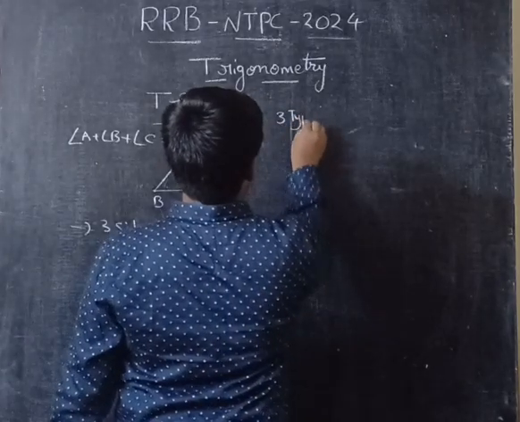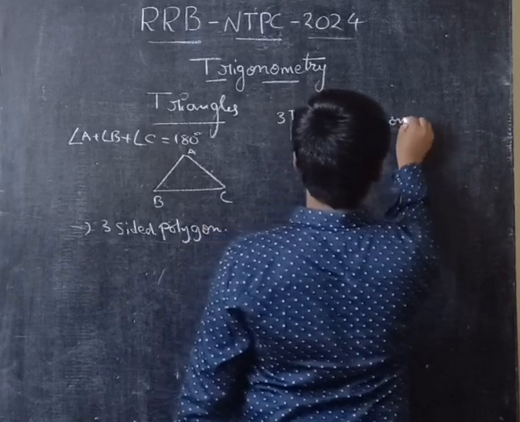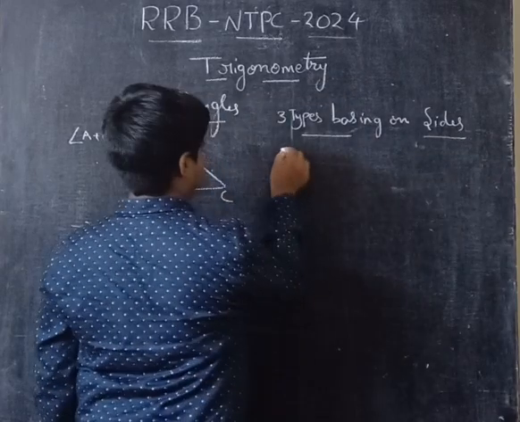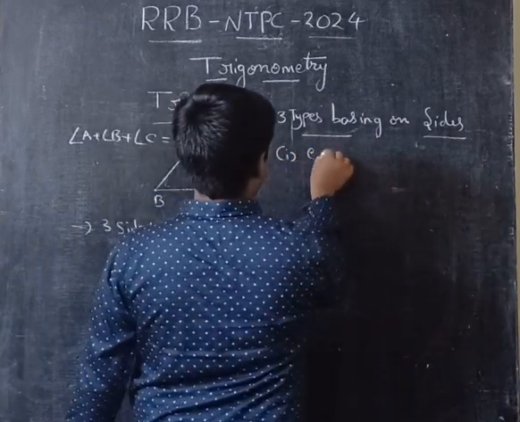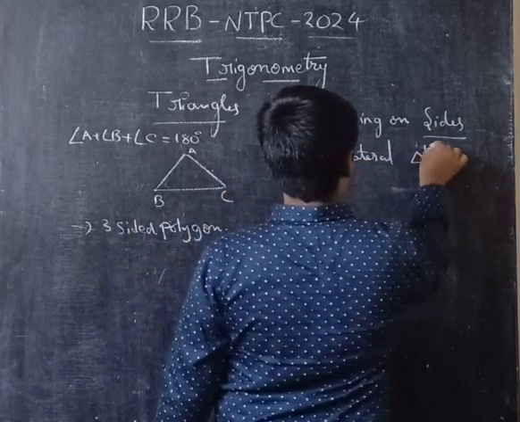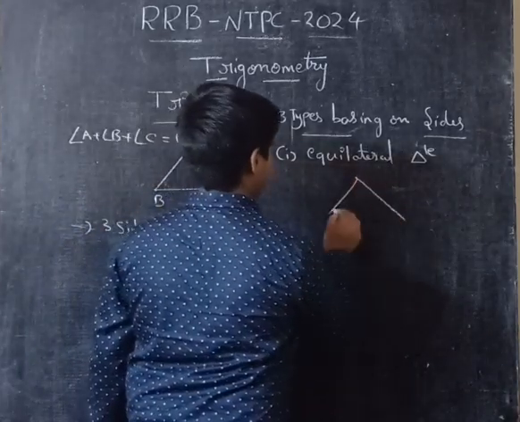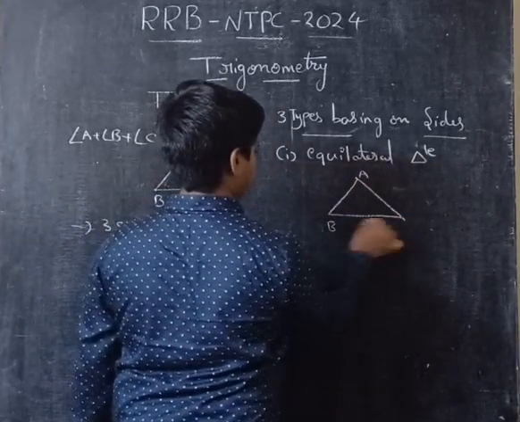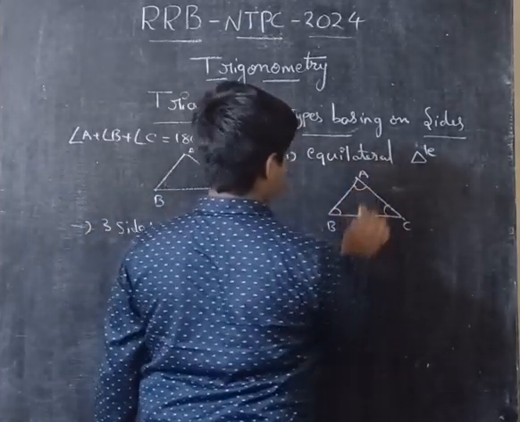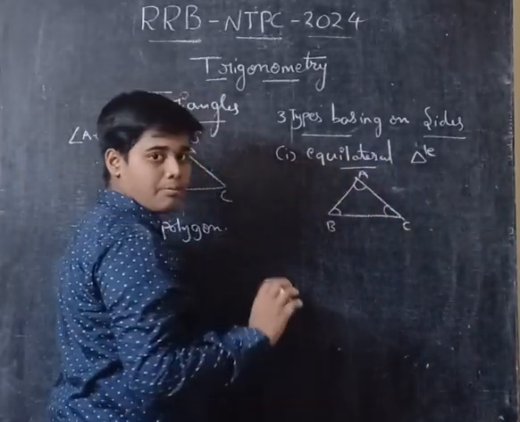Three types based on sides. So based on sides, first one is equilateral triangle. Equilateral triangle. So what does equilateral triangle mean? If I take a triangle like this, A, B, C, and these are the angles with respect to the vertices. So in this equilateral triangle, there are two main properties.